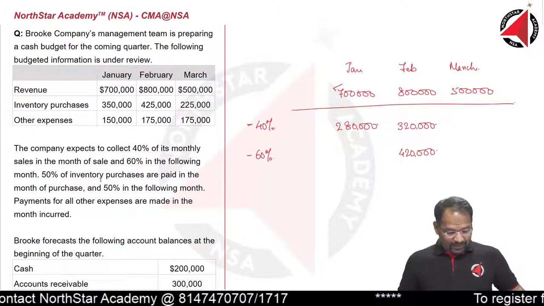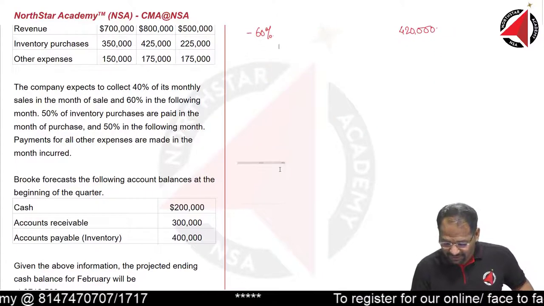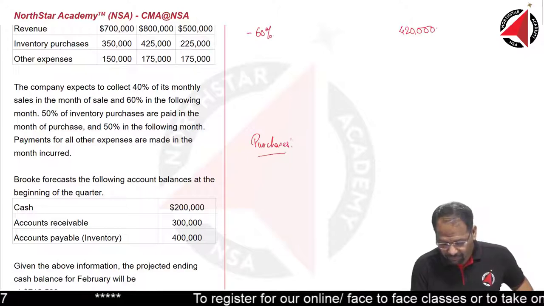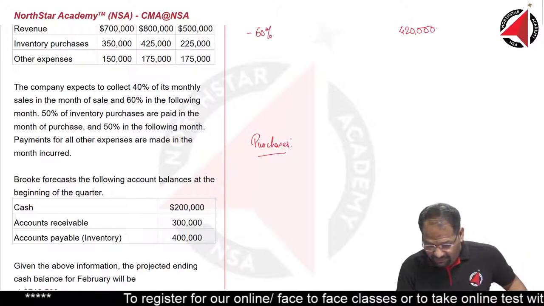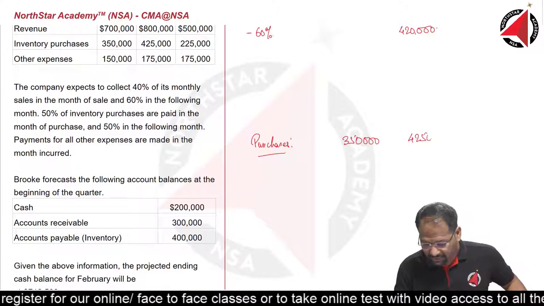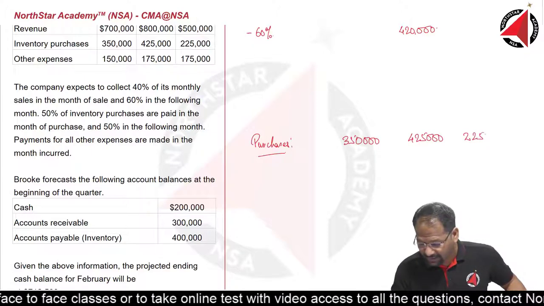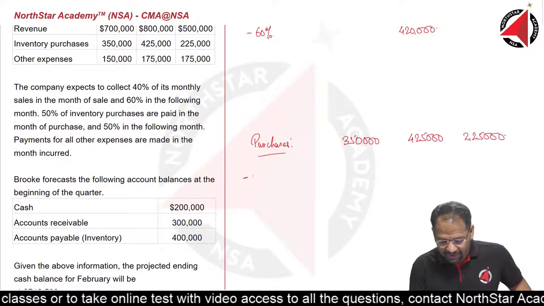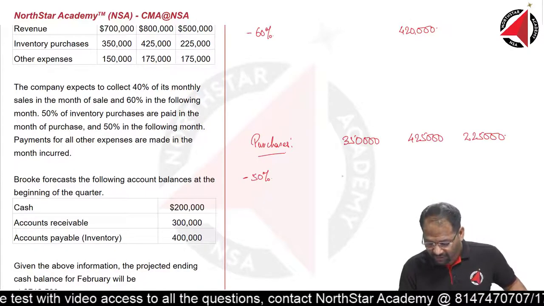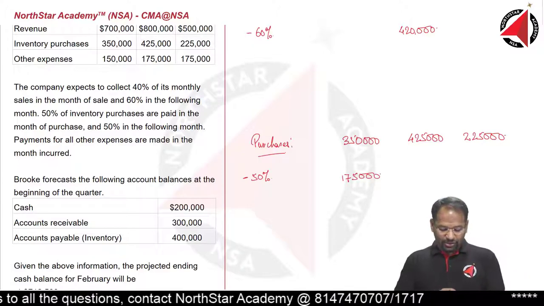Now, let's look at purchases. Inventory purchase details are given. Let's capture purchases here. So purchases for the month of January is 350,000. For the month of February, 425,000, and for the month of March, it is $225,000. 50% of the January purchases shall be paid in the month of January only. So out of 350,000, 175,000 shall be paid in the month of January only.